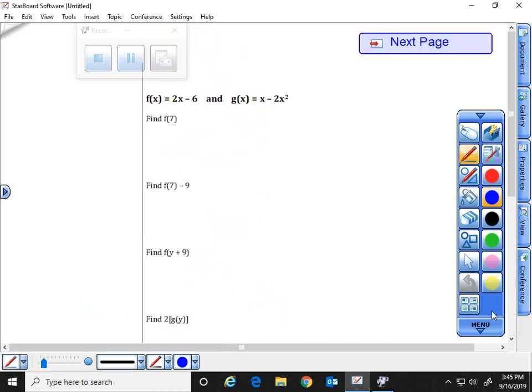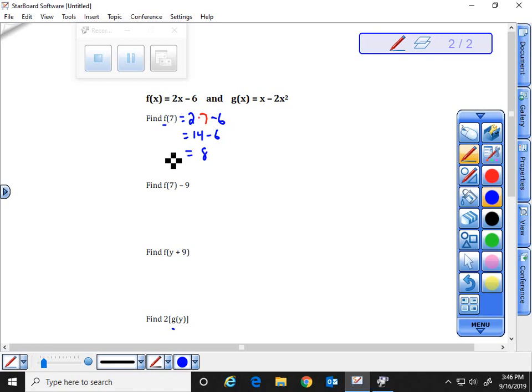On the flip side, same idea. We're going to choose whichever letter, f or g, and then you put them into the correct spots. So we will have 2 times 7 minus 6, which is 14 minus 6, or 8. So the function of 7 is 8.